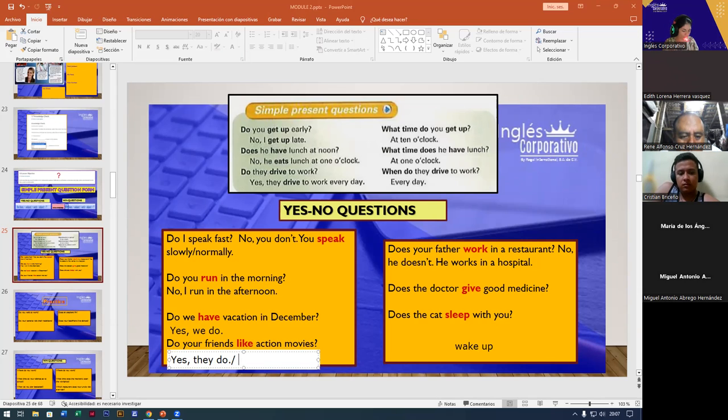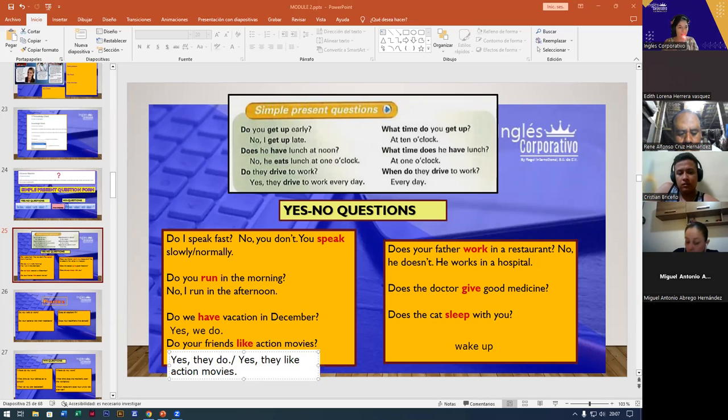Yes, they like action movies. But this is optional. It's not necessary because you are using a short answer. So it's your option if you say, yes, they do. That's it. Or, yes, they like action movies. So you have two options here: short answer or the complete answer.